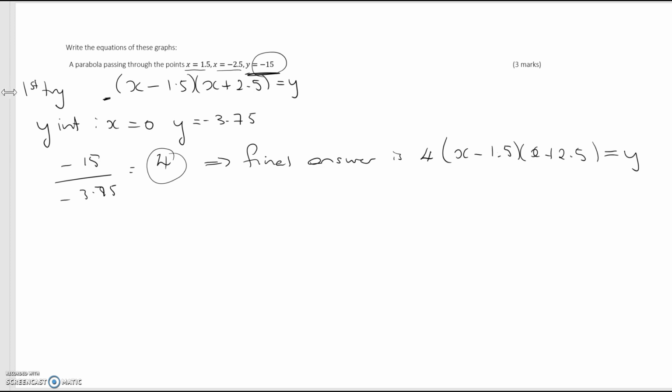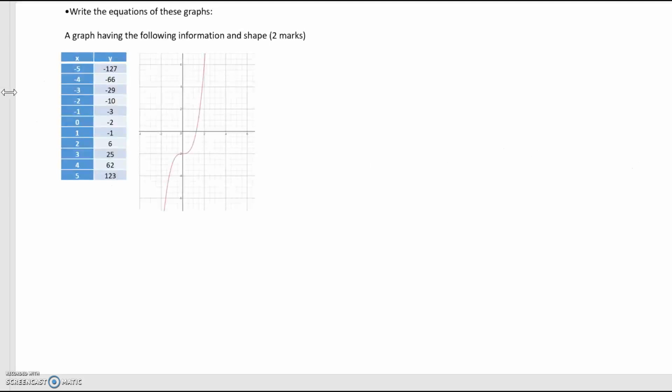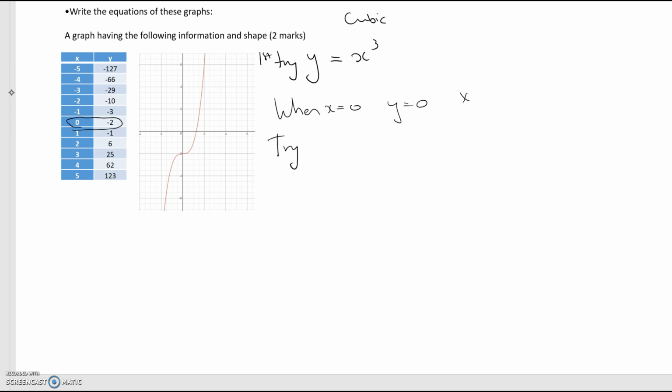The next one was write the equation of this when we've got a picture and we've got the information. Now, your first guess should be y equals x cubed, because it's a cubic shape. It is not a tan curve. But then if we try, say, when x equals 0, then y equals 0. And that's clearly not the case, because when x is 0, y is negative 2. So why don't we try y equals x cubed minus 2.